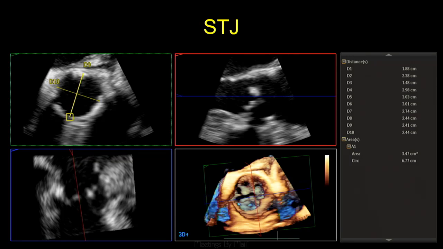And then we move up to the sinotubular junction, which in this case, we see a spicule of calcium right here. So we want to make sure when we measure the diameters, we take the minimum diameters, which will pick up where the calcium is in place.